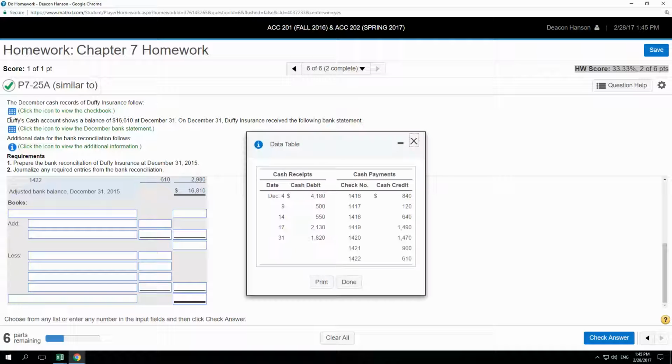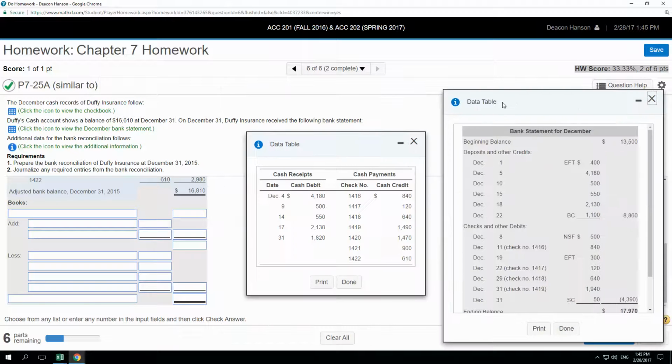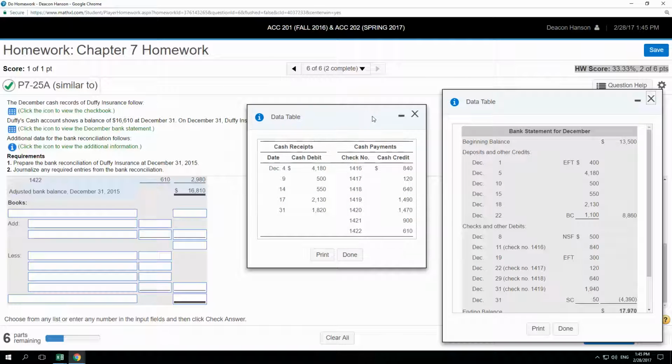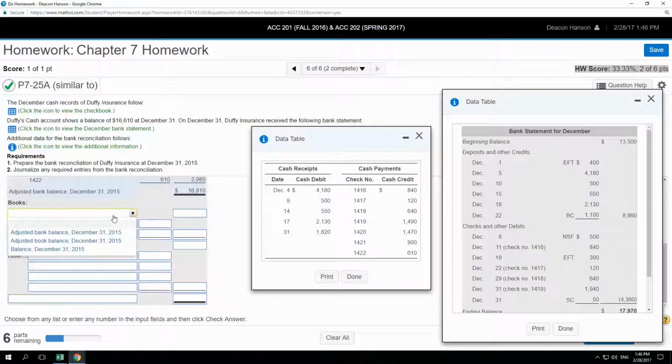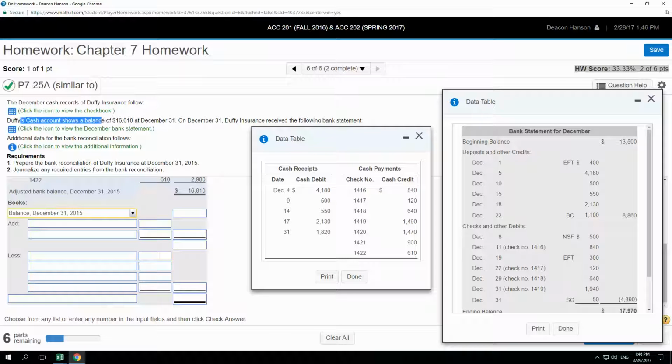So we get the same set of things up here, and I'm going to flip-flop them. So now I got my book records here on the left. This is where I want to be looking second, and I'm going to look at my bank statement first. But I'm going to take my book balance and put it up here. So my balance as of December 31st, and you got to look around, but they tell it to you up here in this sentence. My book balance, it says Duffy's cash account shows a balance of 16,610.